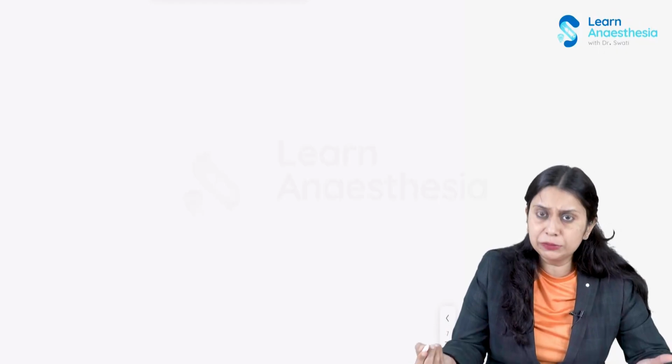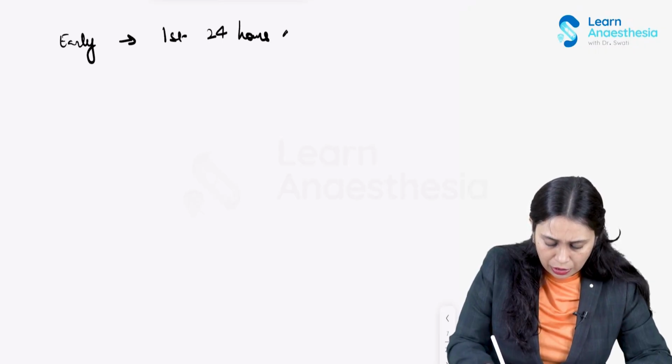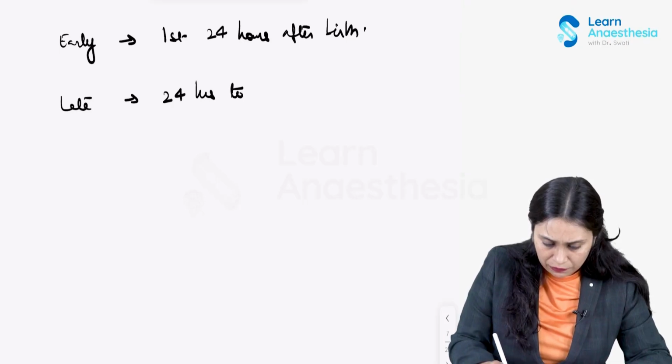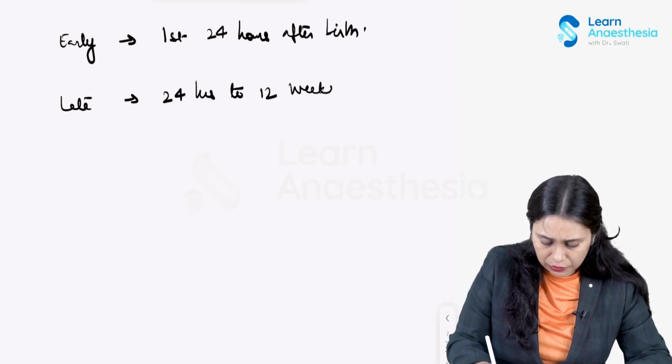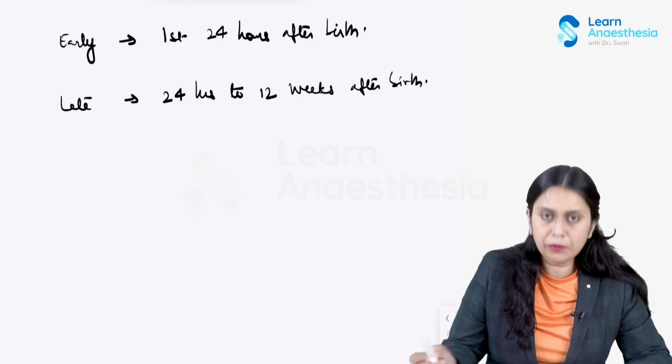When does it present? So it could be early. Early is within the first 24 hours after birth, right? And late is from 24 hours to 12 weeks after birth. So early and late postpartum hemorrhage.